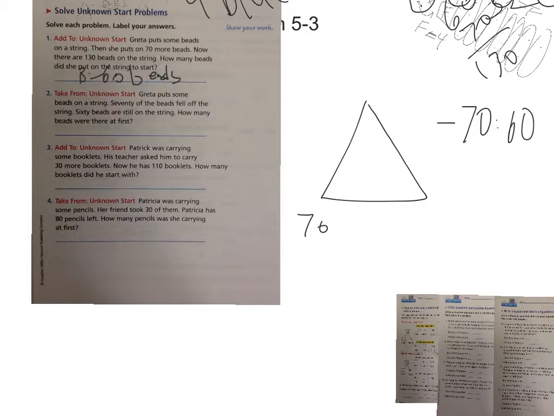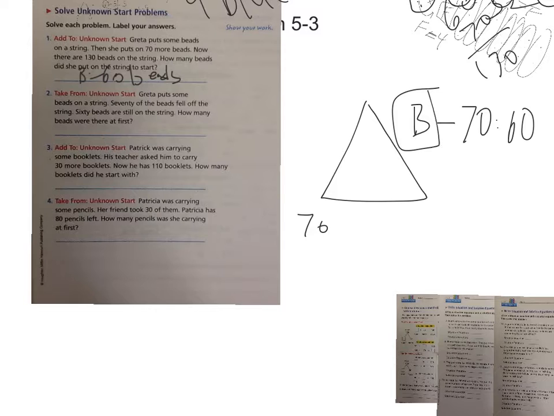It says, Greta put some beads on the string. 70 of the beads fell off the string. 60 of the beads were still on the string. How many beads were there at first? Okay, well, this kind of ties into the family here. It says 70 beads fell off. So whatever it was minus 70, wherever we started, 60 are still on. So equals 60. So how many beads were on at first?